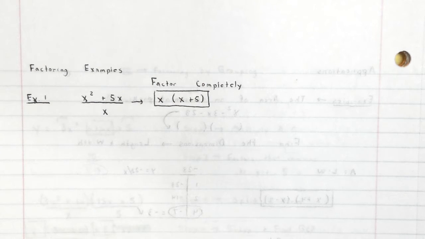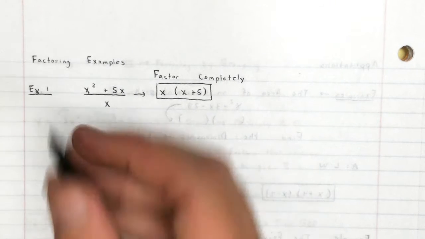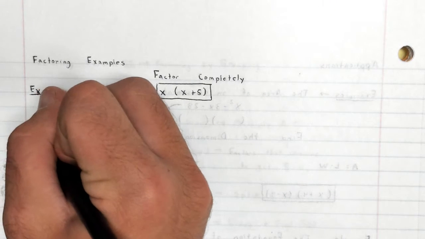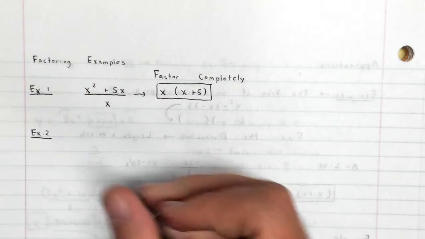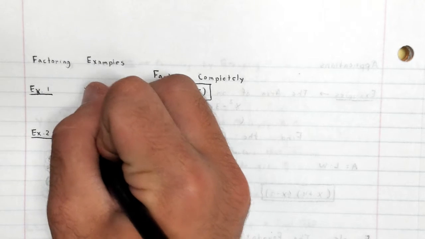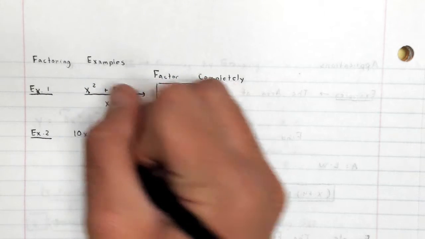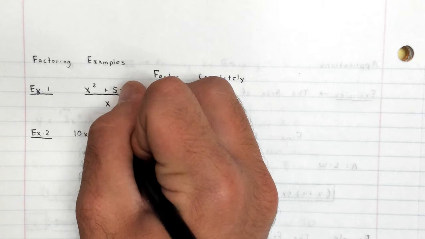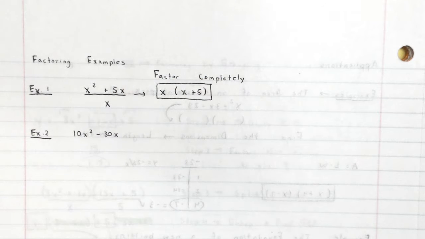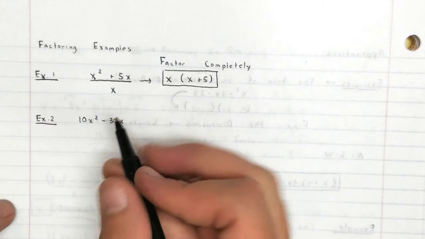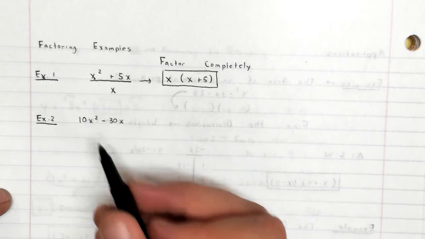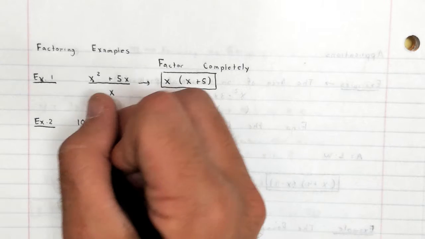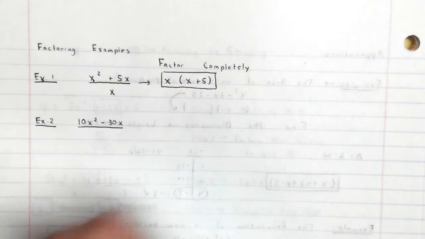Fast and simple. Let's look at another one. Example 2. Let's go 10x squared minus 30x. Again, another weird one that doesn't have the outside term, but I'm thinking there might just be a GCF that I have to factor out.